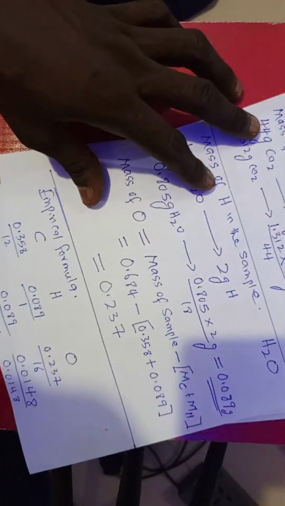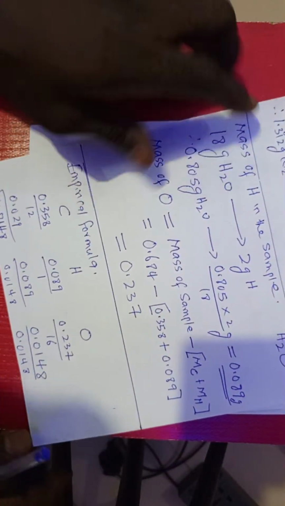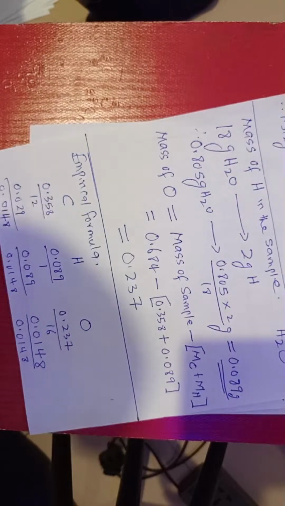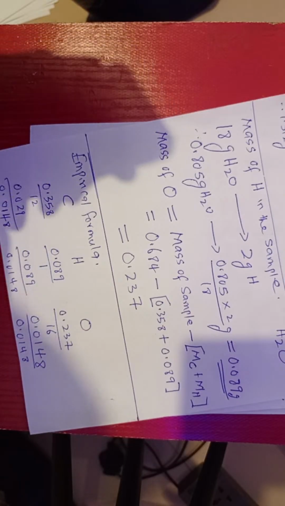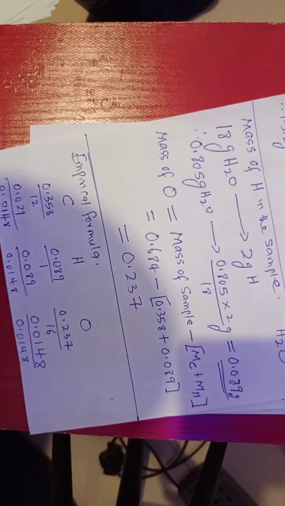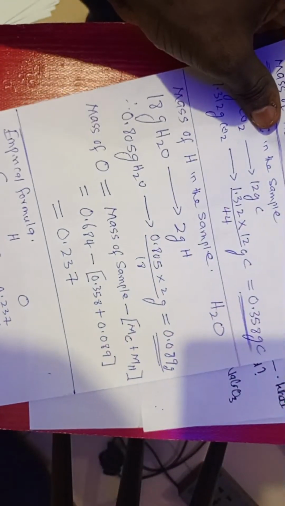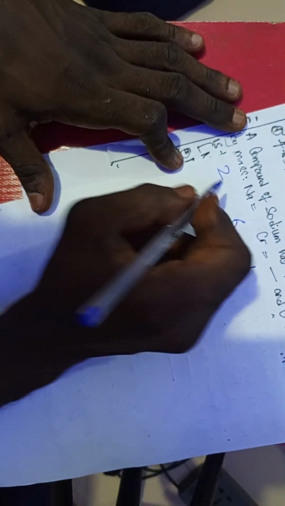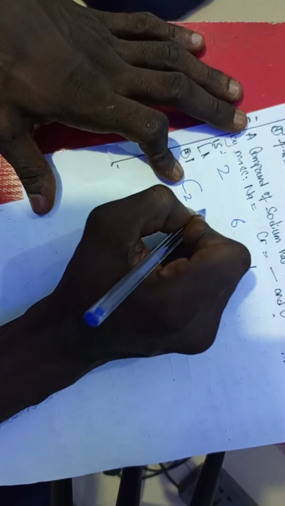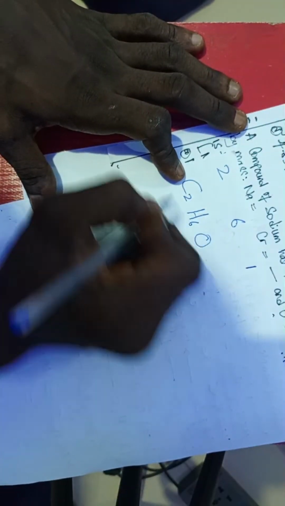Now let's do the same thing for hydrogen. 0.089 divided by 0.0148. I have 6 there. Okay. Now let's do the same thing for oxygen, and that'll give me 1. So for oxygen, I have 1. So the empirical formula here is C2H6O, final answer.